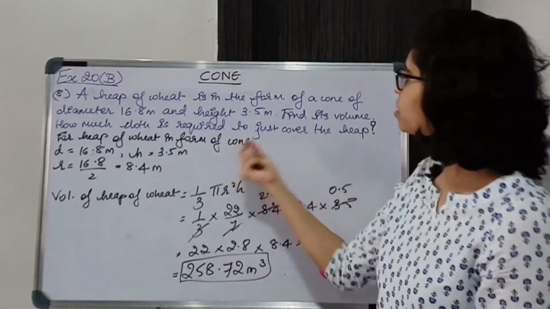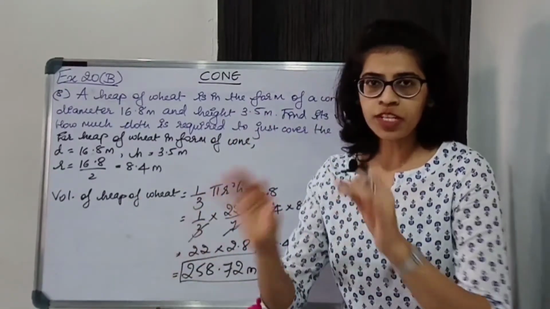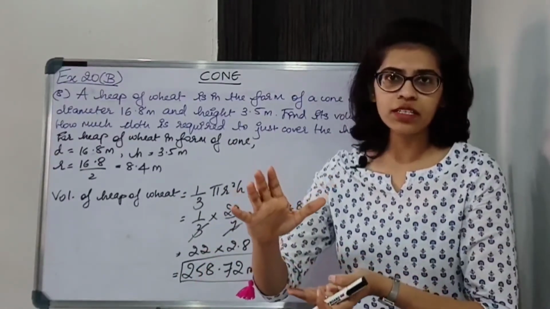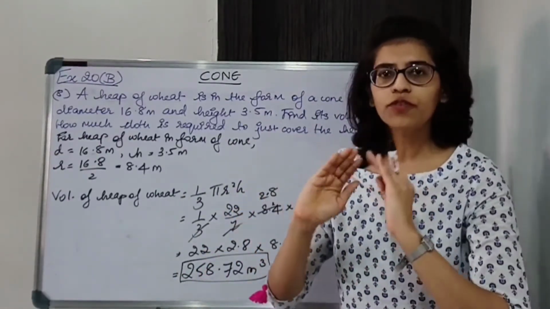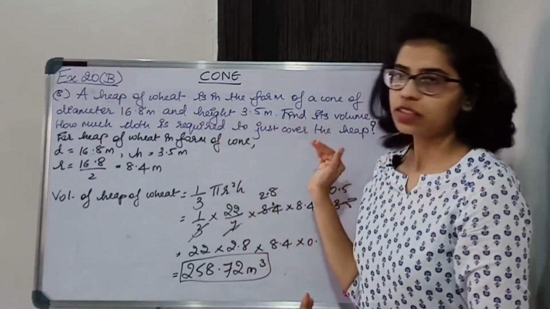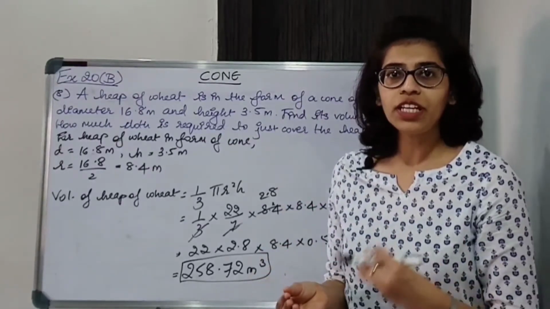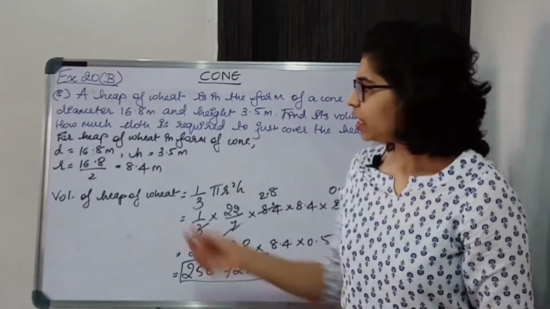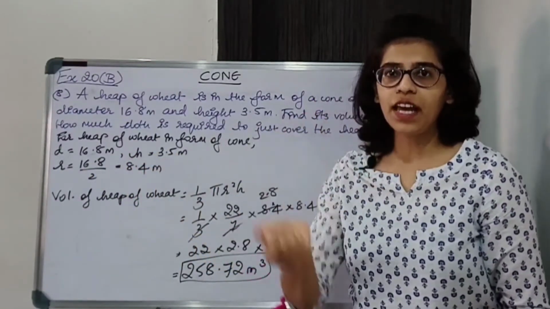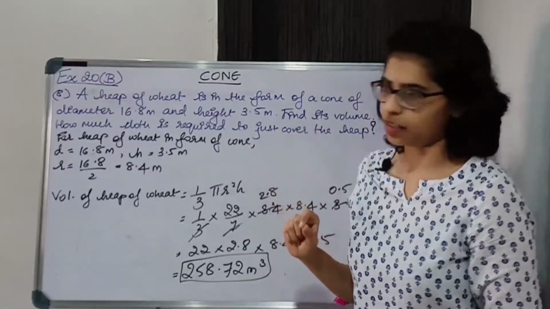Now how much cloth is required to just cover the heap? You are just covering the heap, so obviously you will just cover curved surface area. Okay, you are not going to cover the base of this heap, so you have to find only the curved surface area of the cloth. ठीक है, to cover the heap. So curved surface area is pi r l. For that we need L. So L we can find if we know R and H. Okay, so let us find L first, that is slant height first, and then we'll find the curved surface area.